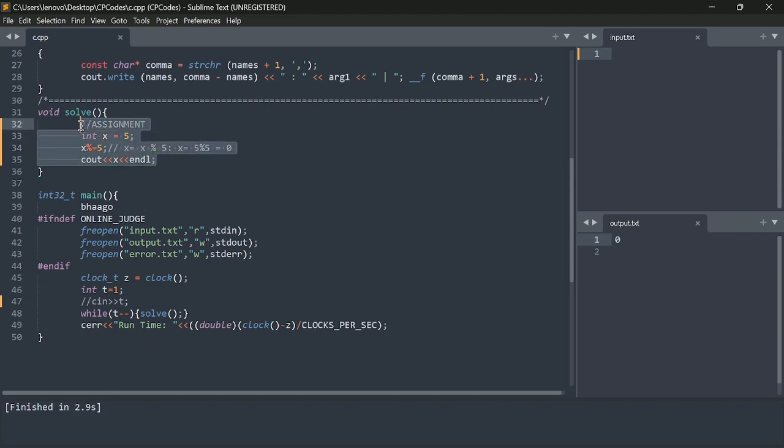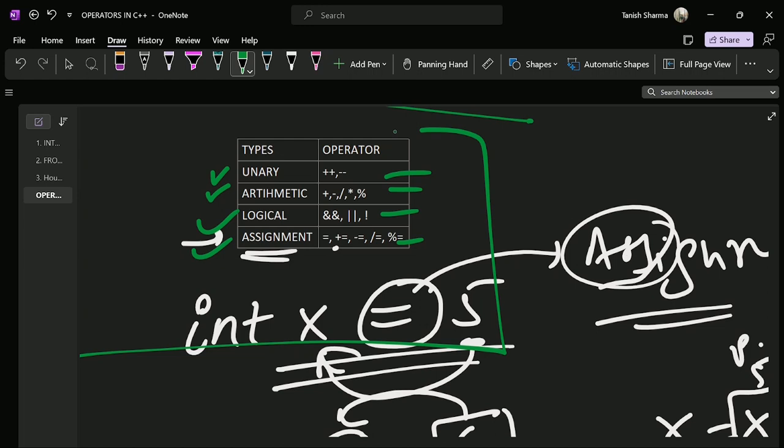I hope you are pretty clear with these operators, and that you have a pretty good idea of what these operators do.